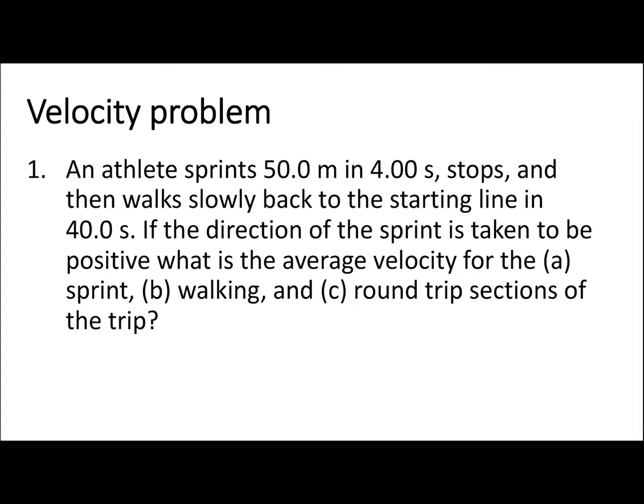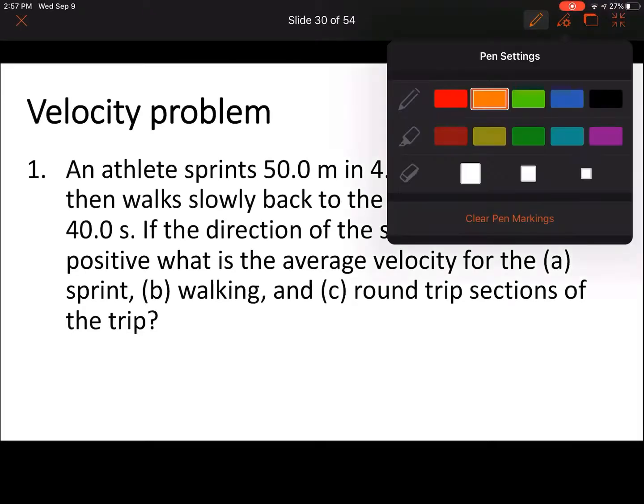Okay, let's see if we can do this challenge problem. An athlete sprints 50 meters in 4 seconds, stops, then walks slowly back to the starting line in 40 seconds. If the direction of the sprint is taken to be positive, what is the average velocity for the sprint, walking, and round trip sections of the trip? So let's draw it out.